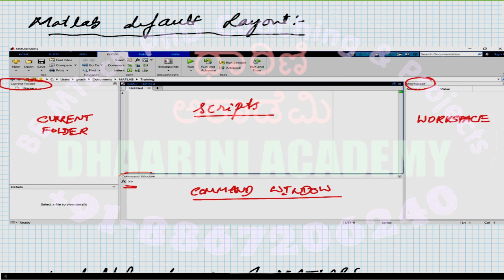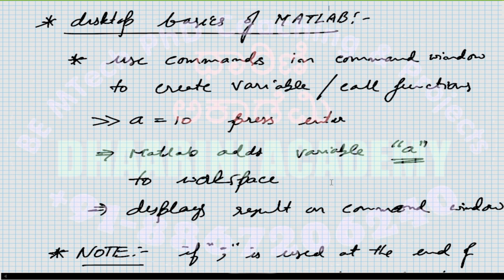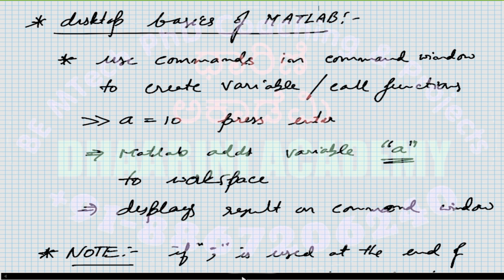All right, now let's move further. The next topic is the beginning of the concepts related to that. Let's see how to create a variable using the command window. This comes under the desktop basics of MATLAB. As you see a GUI over there of MATLAB, how to use that and create some variables. So we use commands in the command window to write the commands and to see the results over there.